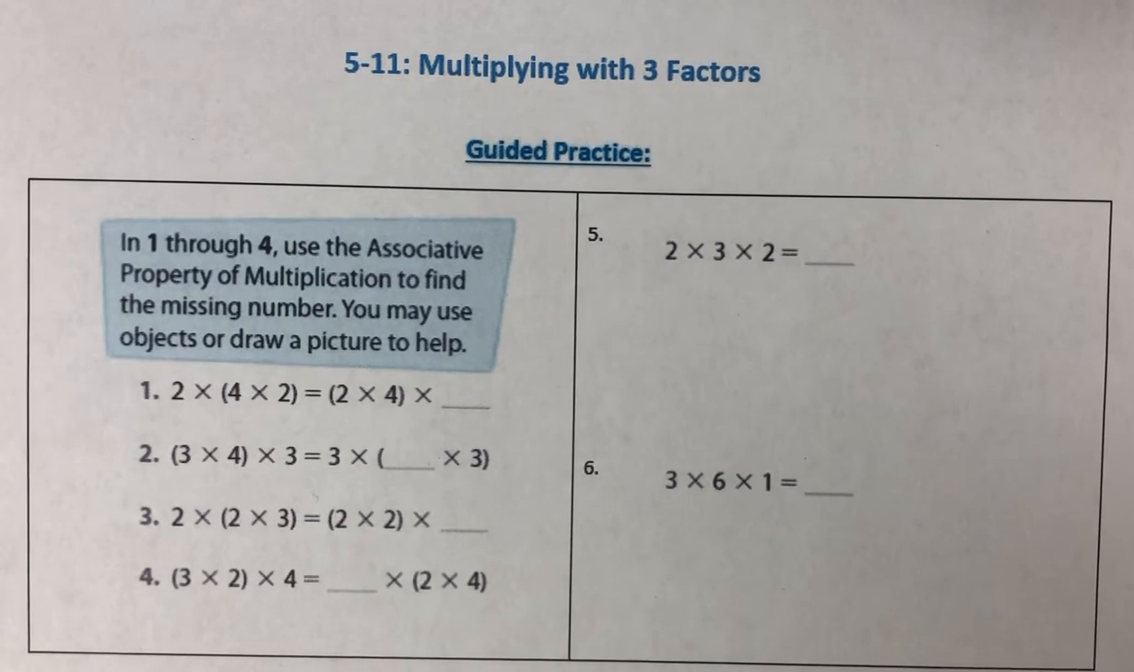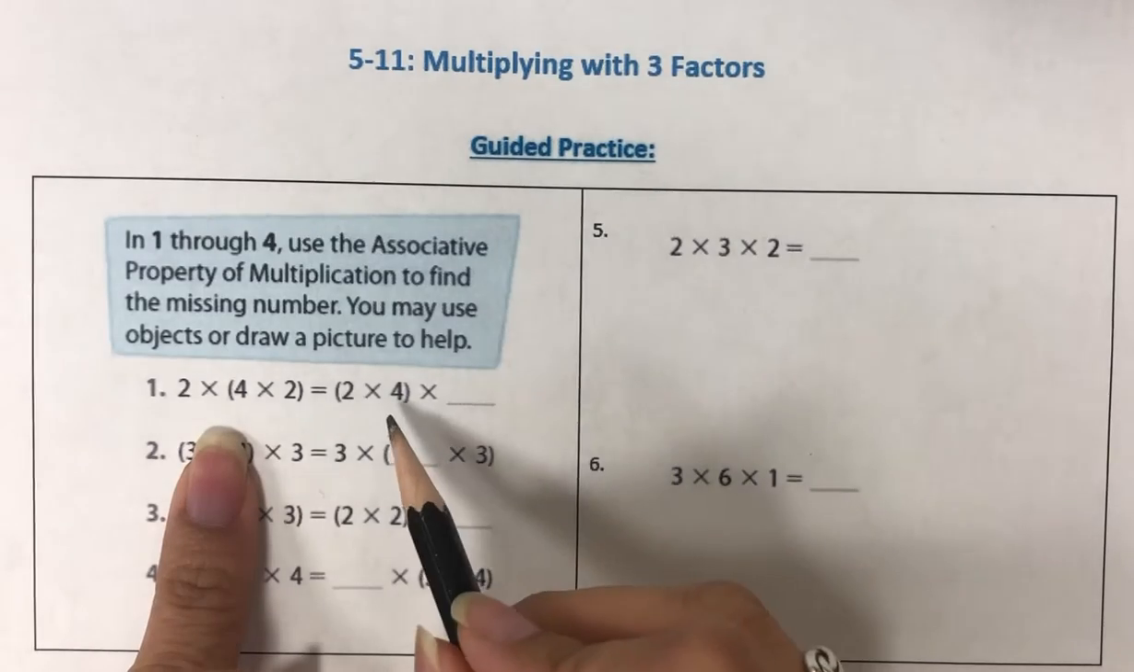And when we multiply with three factors, we're using the associative grouping property. It doesn't matter how we group the factors, the answer will remain the same, and we'll see that in questions 1 through 4 on this sheet. So let's take a look at the first one here.